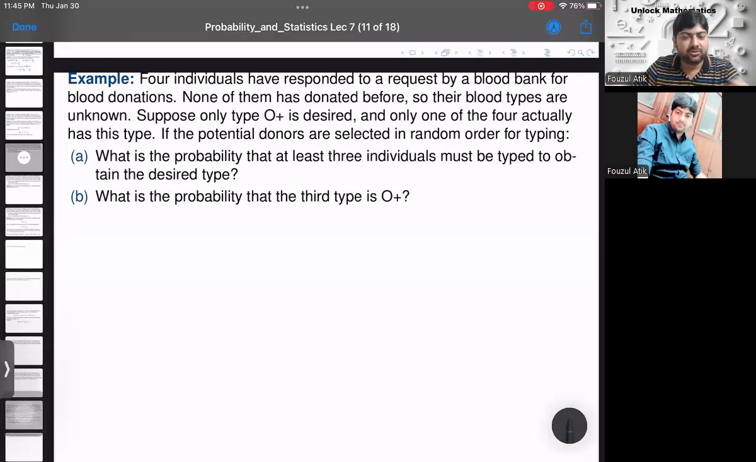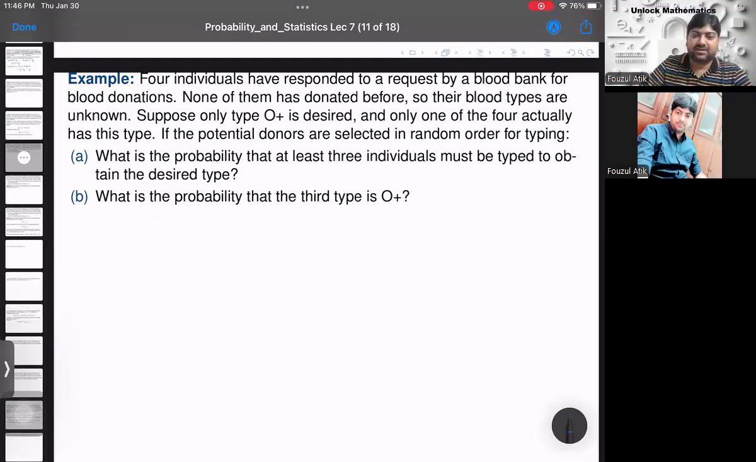So these 4 individuals came to donate blood. Among them, only one person has O positive blood. Others have a different type. Now again, if the potential donors are selected in a random order for typing, so they will be selected randomly and in that order of typing, then the question is, what is the probability that at least 3 individuals must be typed to obtain the desired type?